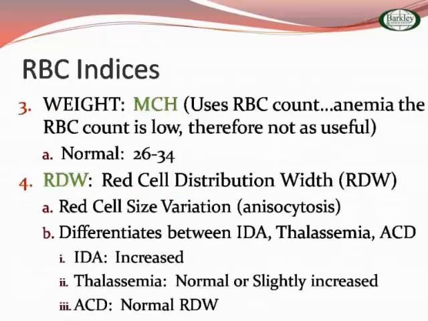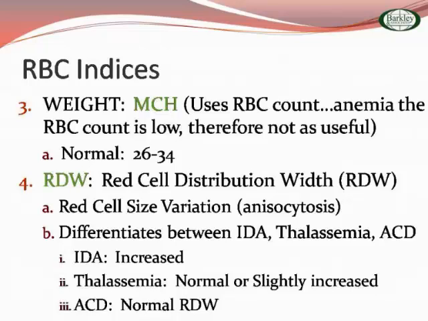And then we've got MCH, which is looking at the RBC count. In anemia, the RBC count is low. Therefore, it kind of moves. It's not as useful. But you've got this thing called RDW. Y'all looking at your RDWs when you read your values? RDW means red cell distribution width. It's the variation of cells.